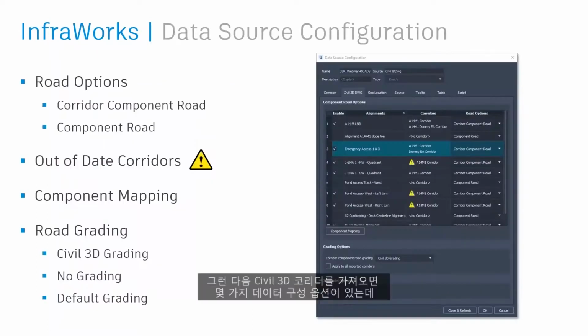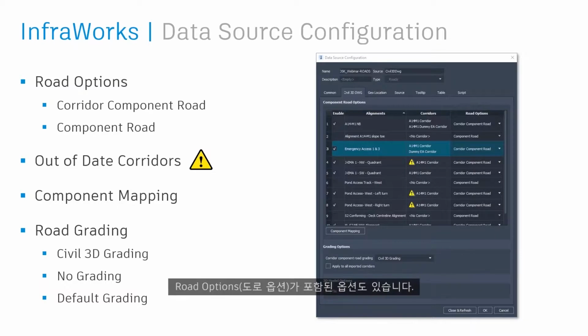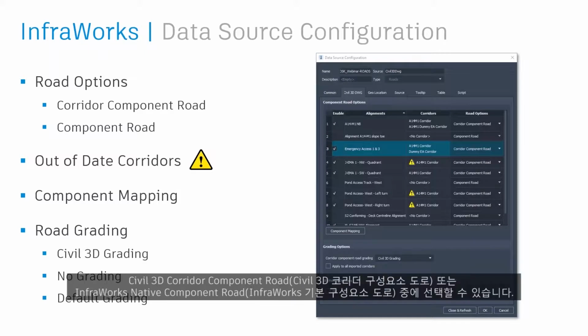And again, once we've imported the Civil 3D corridor, we are presented with quite a few options to configure our data. It may look a little daunting at first, but it's actually quite simple once you do it once or twice. Some of the options include road options. Now, this was introduced in Infraworks 2021. When we have a corridor with a corresponding alignment, we are presented with the choice to choose between selecting what's called a Civil 3D corridor component road or an Infraworks native component road.